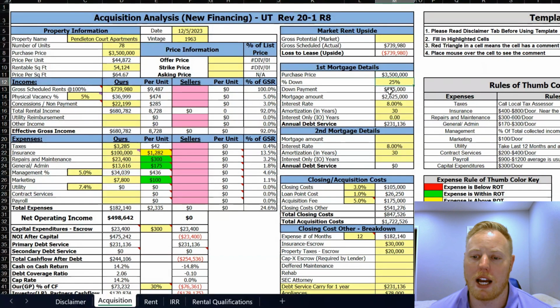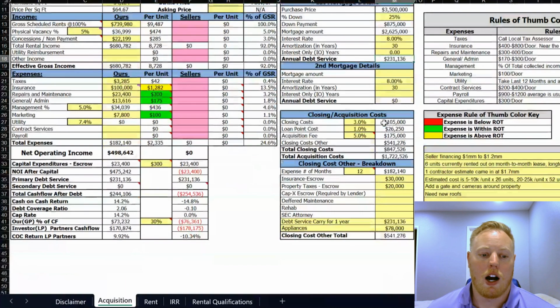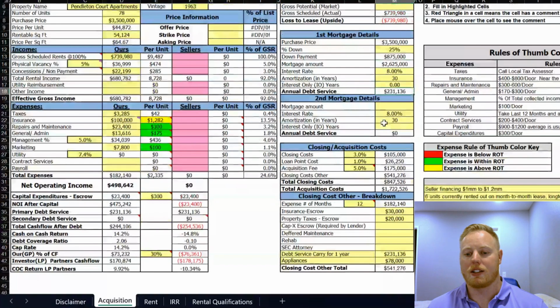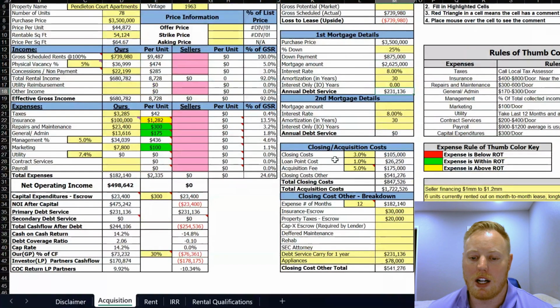Down payment is 25%. Then it'd be an $875,000 down payment. Mortgage is the remaining, 8% is the current rate, 30 years amortized. Annual debt service is $231,000 right there. And then we'll just go over closing costs too, because they come in shortly after here. Closing costs 3%. That's standard, $100,000. Loan point cost, like a mortgage broker, that's 1%. That's pretty standard. Acquisition fee is 1 to 5%, industry standard. I have a 5% acquisition fee because I want to get paid more, so I put that in there. $175,000.